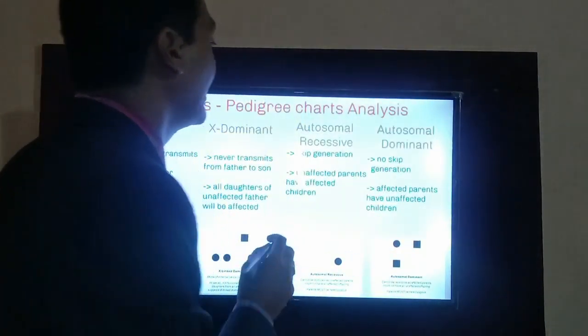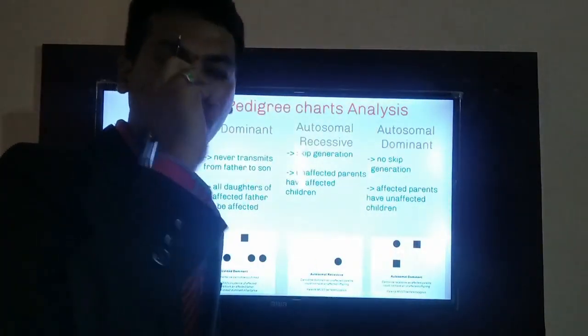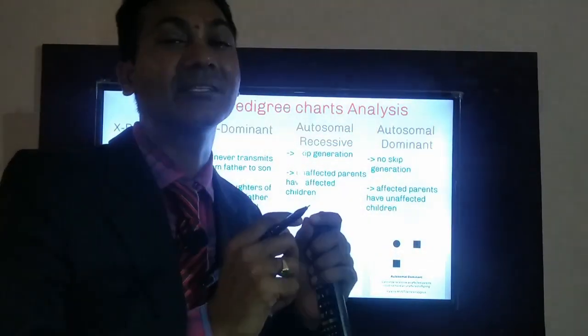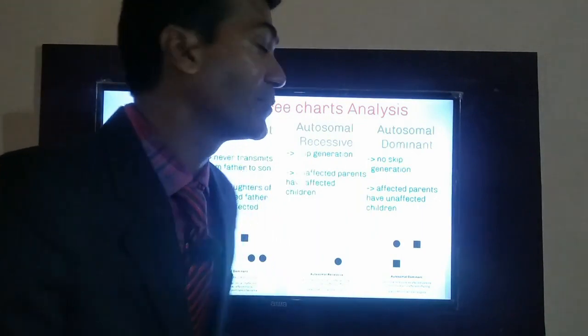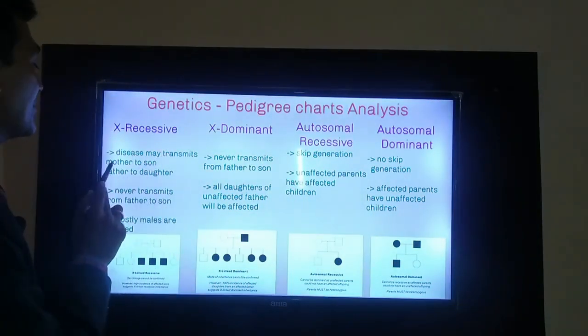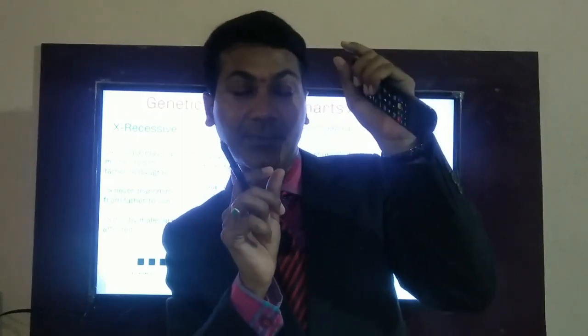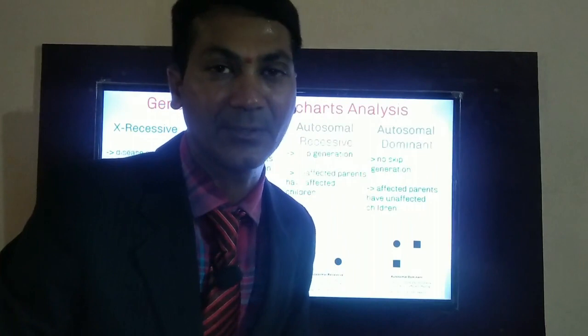Let us see, if a flowchart is given, by what key points, by what techniques we can understand which particular disorder it belongs to. So the first thing is X recessive disease may transmit from mother to son, father to daughter. You check whether the disease is occurring from the mother to son or father to daughter. If it is happening in that way, you can assume it is X-linked recessive only.